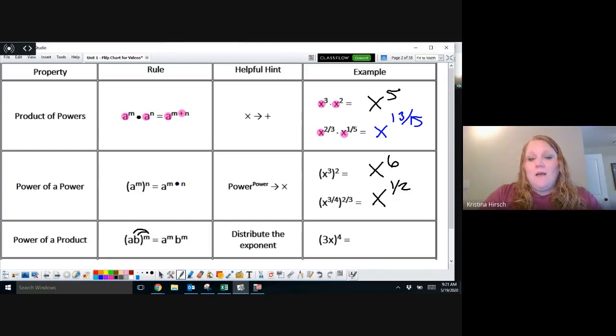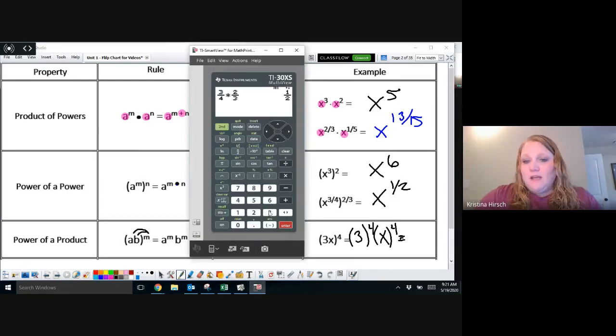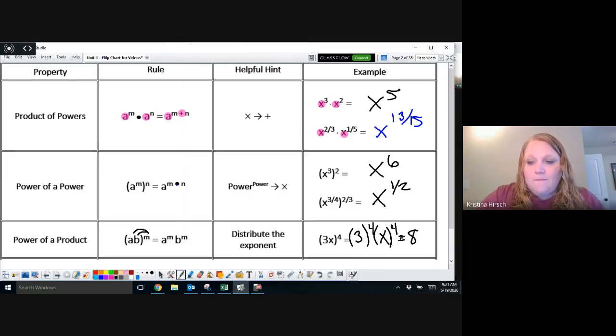In our example, we have a 3, and we're going to have 3 to the 4th power, and we have x to the 4th power. So we need to figure out, well, what is 3 to the 4th power? Now I know it's 81, but if you didn't know, then you'd say, okay, 3 raised to the 4th power is 81. So I'd have 81x to the 4th power for my answer.